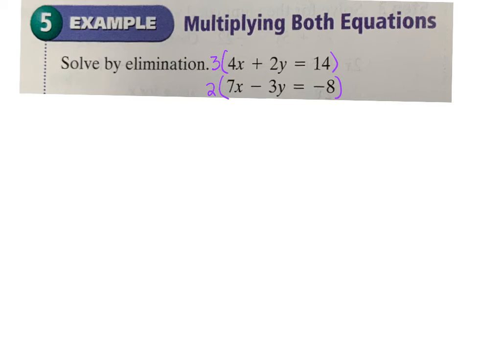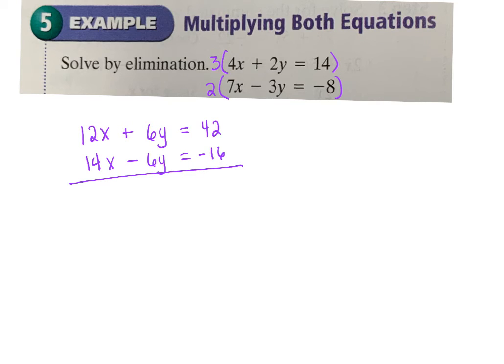We're going to say 3 times 4x, 12x, 3 times 2y, 6y, 3 times 14 is 42. Then we're going to do the bottom one. 2 times 7x is 14x. 2 times negative 3y, negative 6y. And 2 times negative 8 is negative 16. Now I have a variable that will eliminate when I add them.